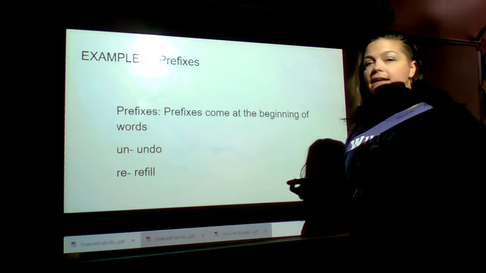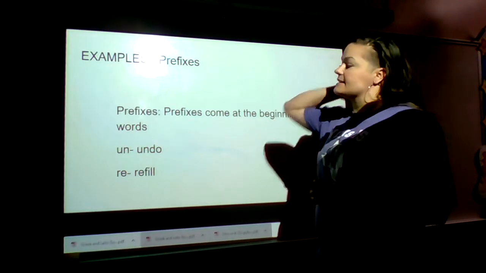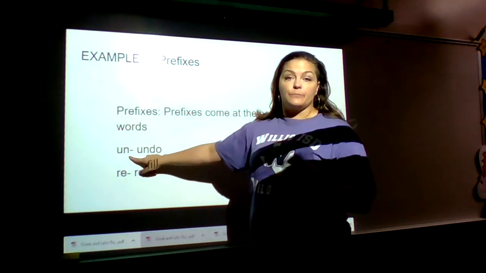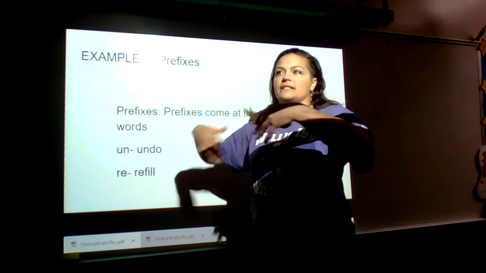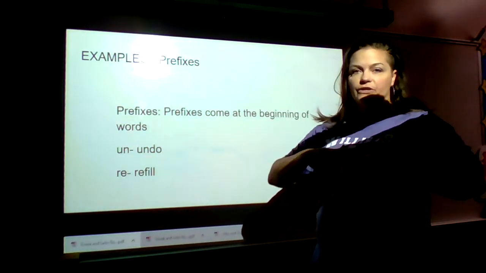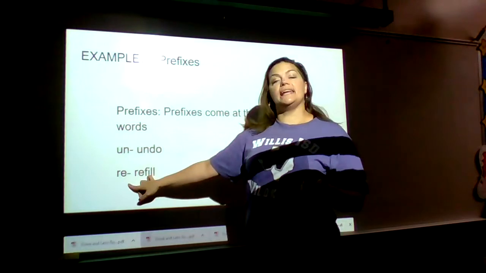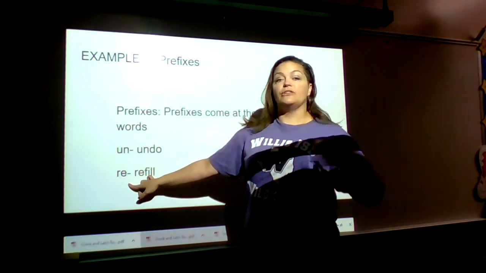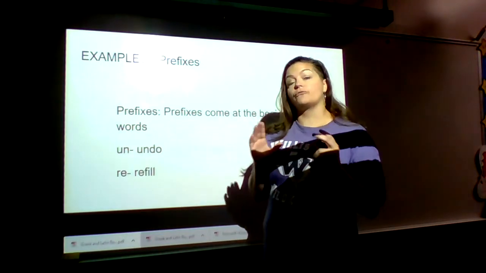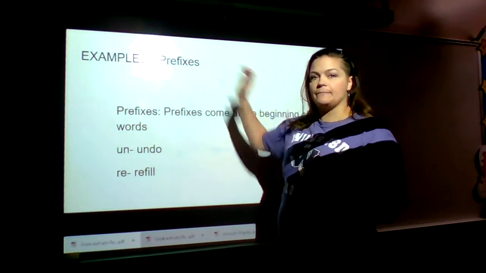Examples of prefixes. So prefixes come at the beginning of words, like I said. So an example of that is the word undo. So the UN in front of it is a prefix. Okay? To do something means to do something. To undo something changes the word. Now it means to reverse, to undo what you did. Refill is another word. The RE in front of it means to do again. So you filled something, now you need to refill it, which means fill it again. So it changes our root word of fill just a little bit by adding something in the beginning. So that is a prefix.